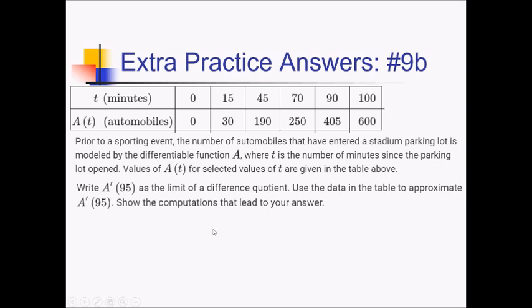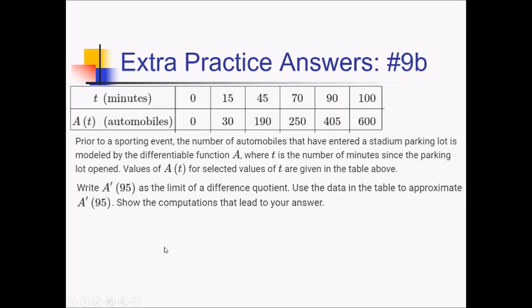For this part of the problem, they want us to write A prime, the derivative of A here, as the limit of a difference quotient, and then use the data in the table to approximate A prime of 95. Okay, so A prime of 95, the derivative, if you want to write that as the limit of a difference quotient, you're essentially asking for the IROC formula.